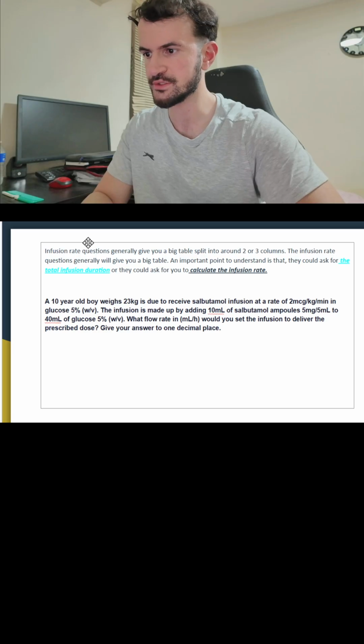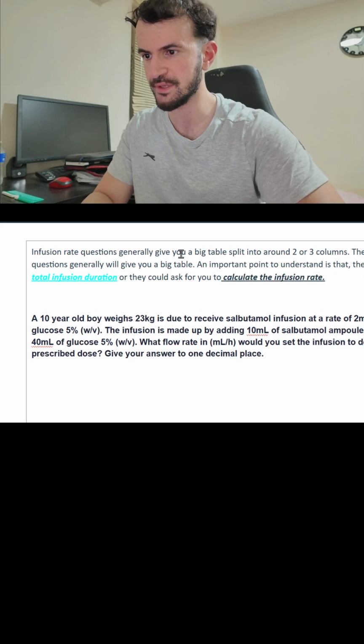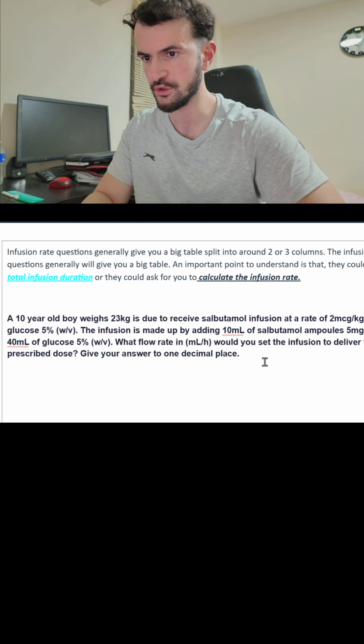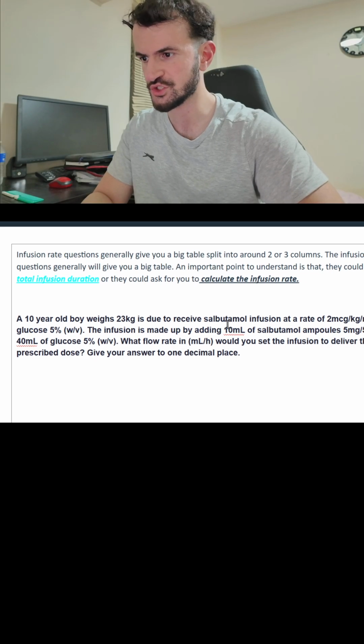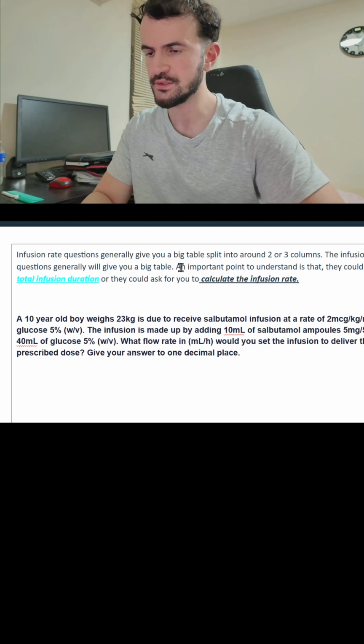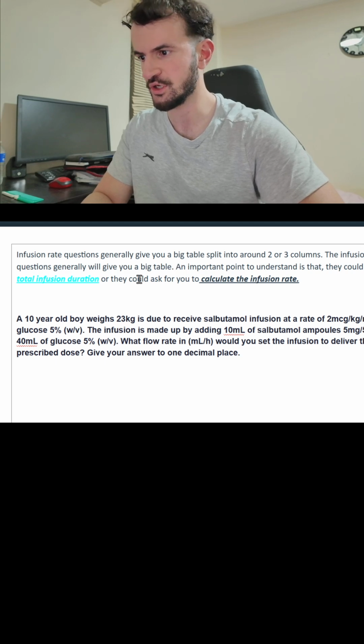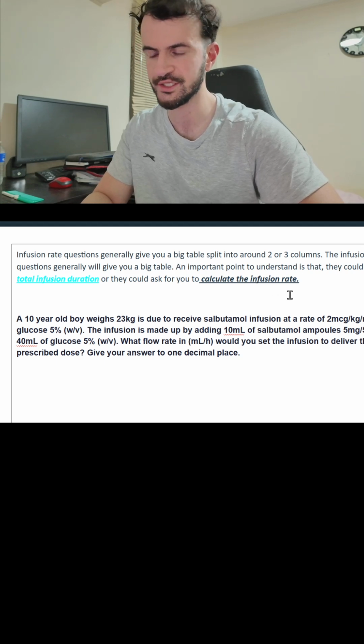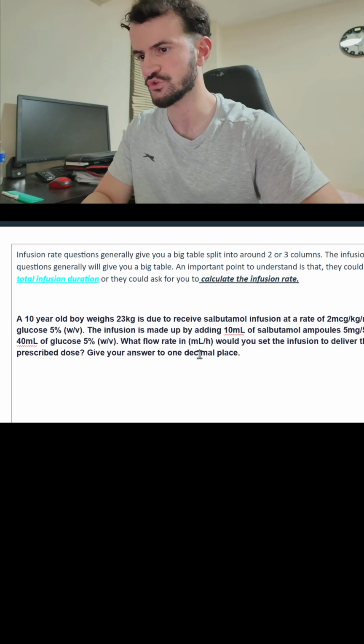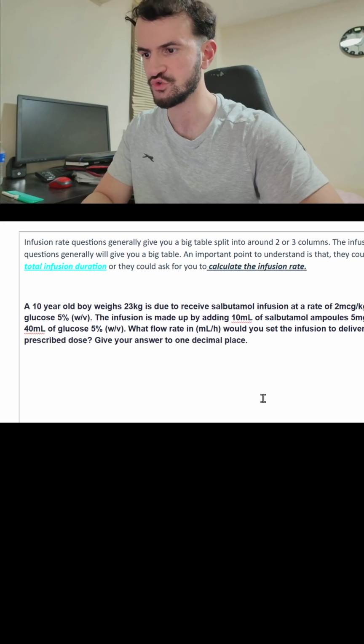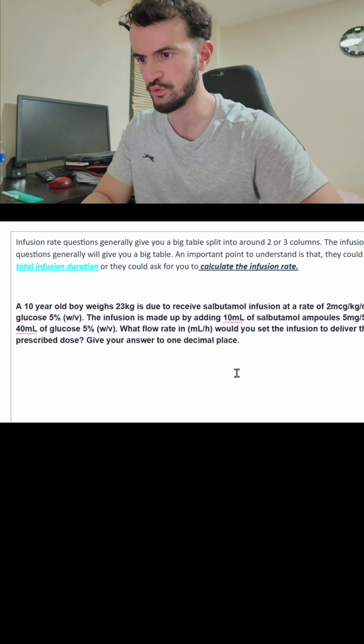Now, infusion rate questions generally give you a big table split into around 2 or 3 columns. An important point to understand is that they could ask for the total infusion duration, or they can ask you to calculate the infusion rate. So here they've asked you to calculate the flow rate, or infusion rate, is another important point.